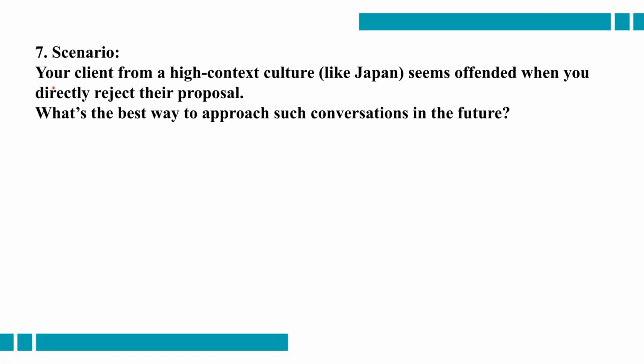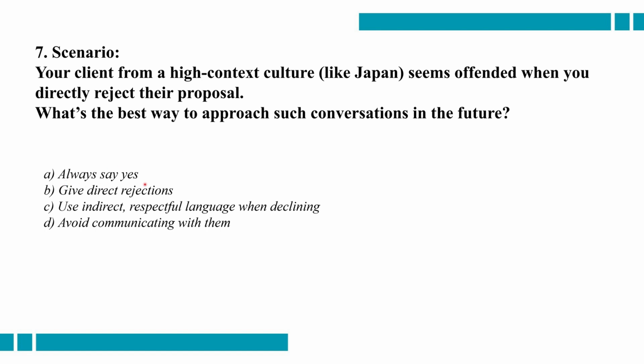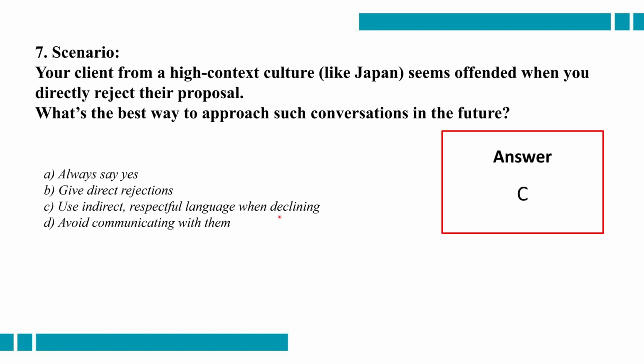Next scenario. Your client from a high context culture like Japan seems offended when you directly reject their proposal. What's the best way to approach such a conversation in future? So this scenario is checking your awareness of high context versus low context communication. Options are: A, always say yes; option B, give direct rejection; C, use indirect or respectful language when declining; D, avoid communicating with them. So the correct answer is option C, use indirect respectful language when declining.